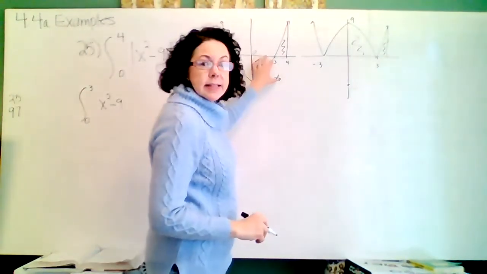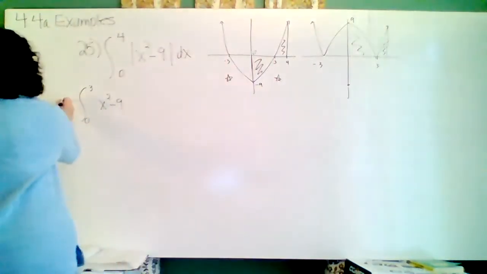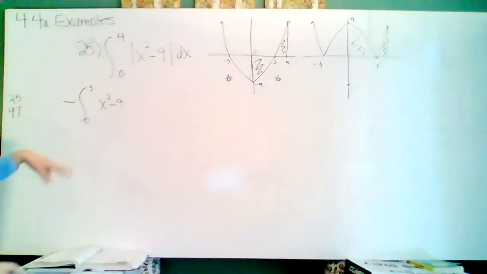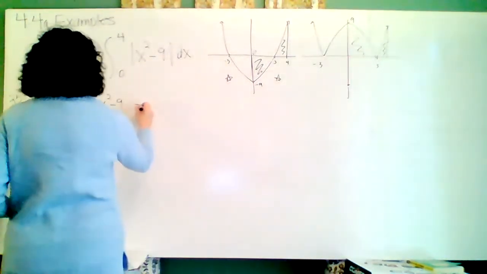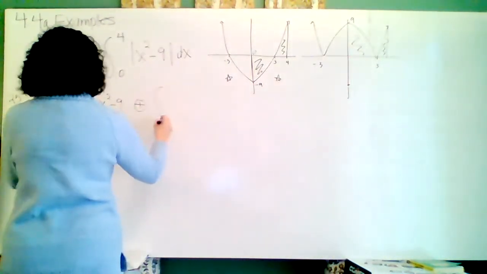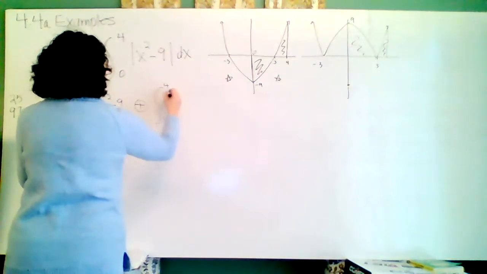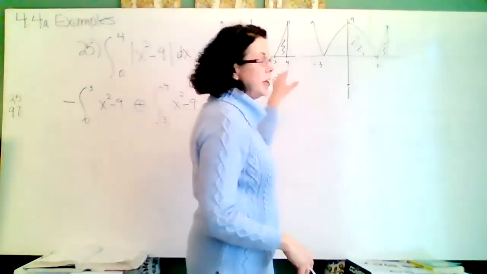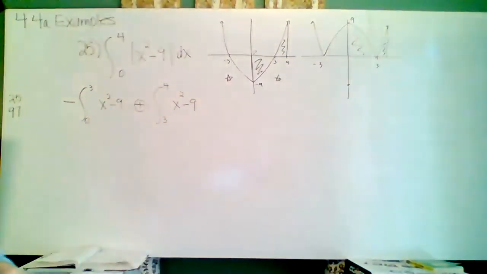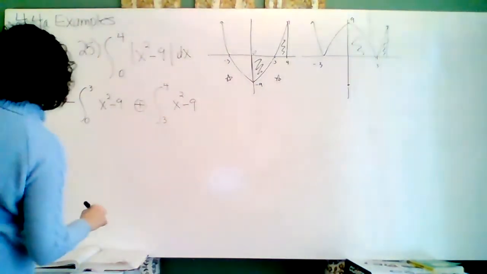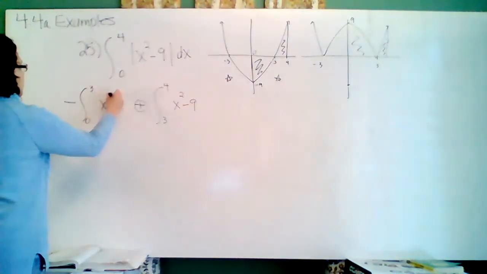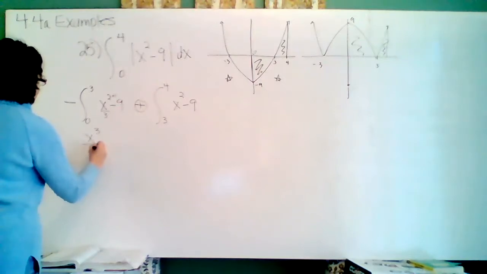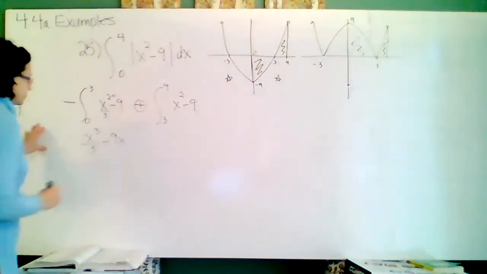I can see that this is negative, and so I take the negative of that integral, right? And then it will make it positive. Plus, then I'm going to have to integrate from 3 to 4 of x squared minus 9. But because I can see that area is positive, I can leave it as it is. Let's go ahead and integrate. Okay, this will be add 1 to the exponent, divide by the new exponent. X cubed over 3 minus 9x.